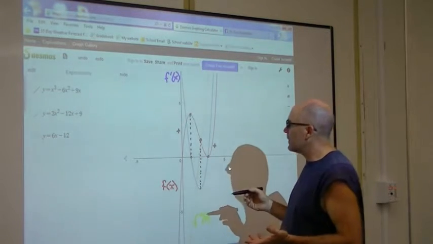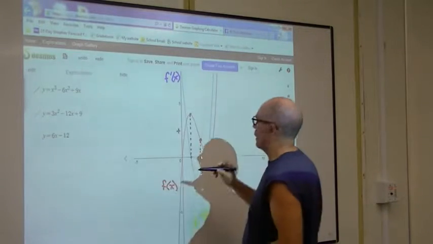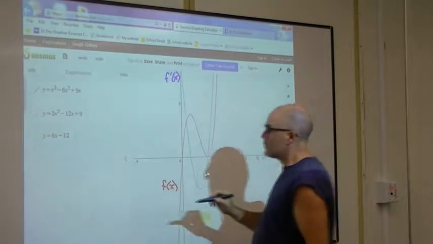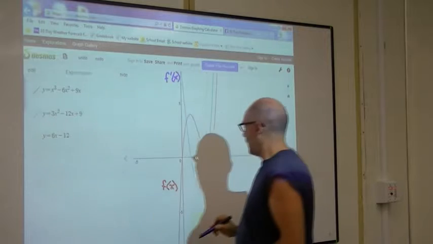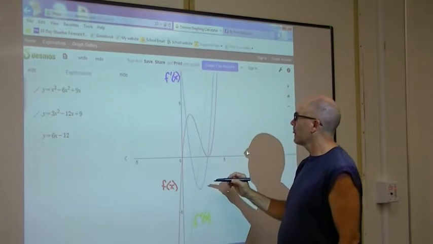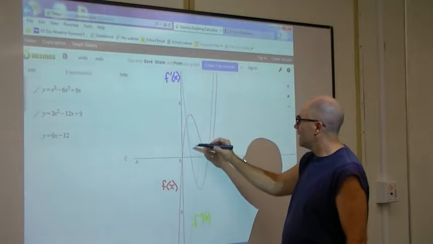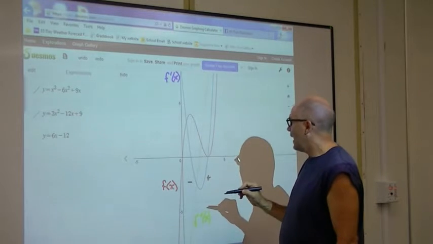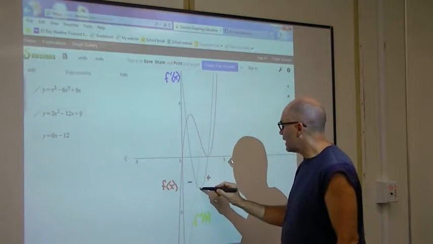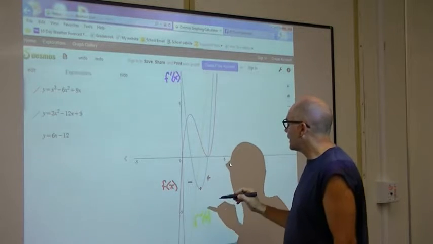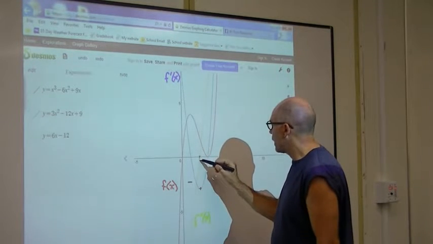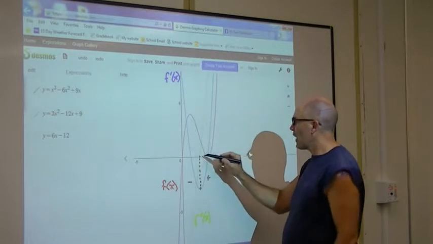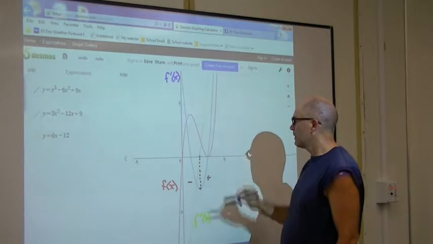Now, we can do the exact same thing with looking at f prime and trying to figure out f double prime. Well, f prime goes from negative slope to positive slope, and it changes right here. So we would expect f double prime to go from negative to positive right at this point, which it does.